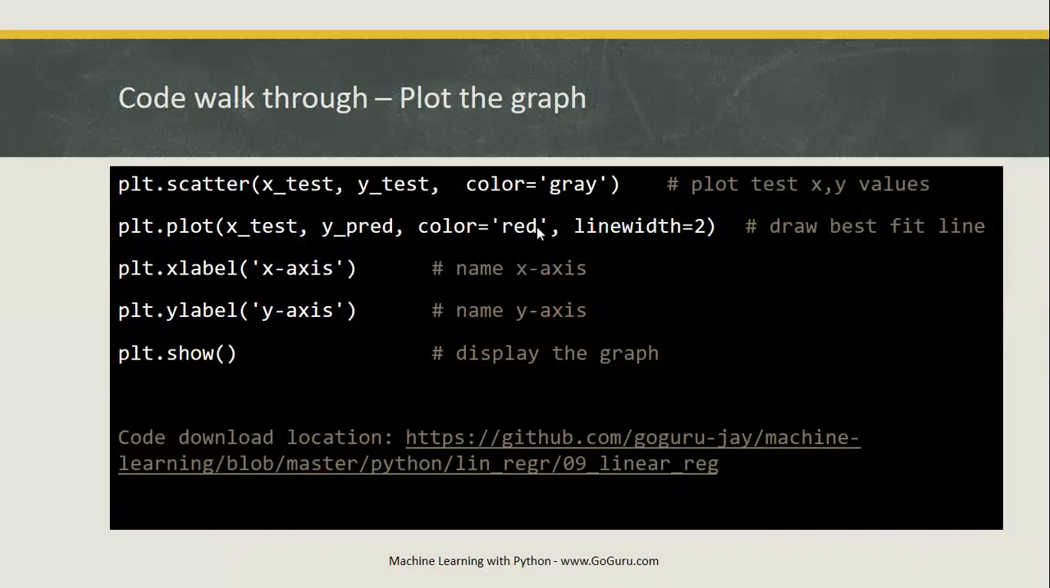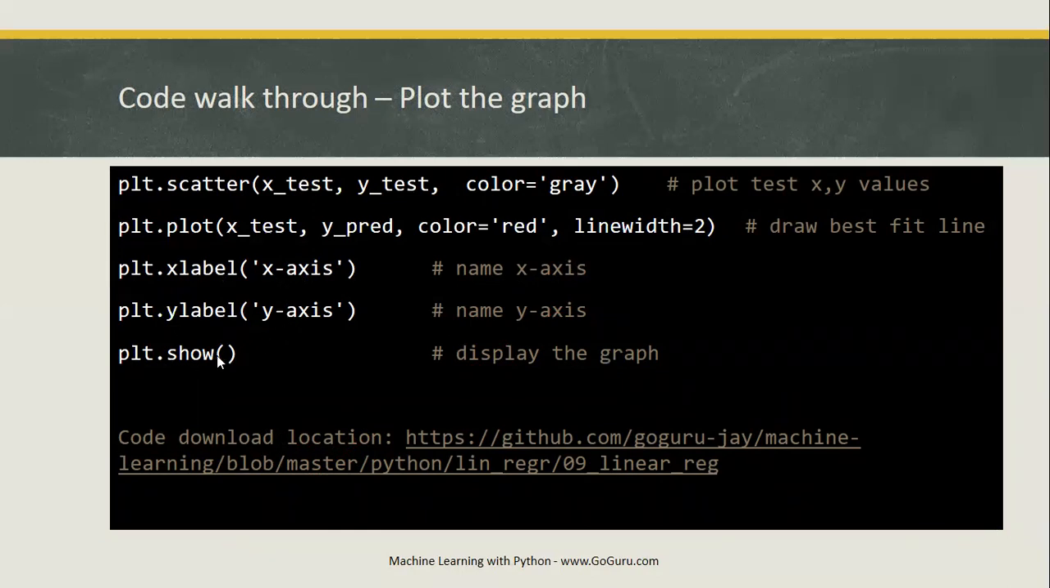And I want it in color red, with a line width of 2, which makes the red line a little thicker. If you remove it, it looks slightly leaner, that is all. Or if you want it a little larger, you can say line width is equal to 5. It's up to you. And then we are giving a name to our x-axis and y-axis. You can give a fancy name or keep it simple. For our demonstration purposes, we have just named them x-axis and y-axis.